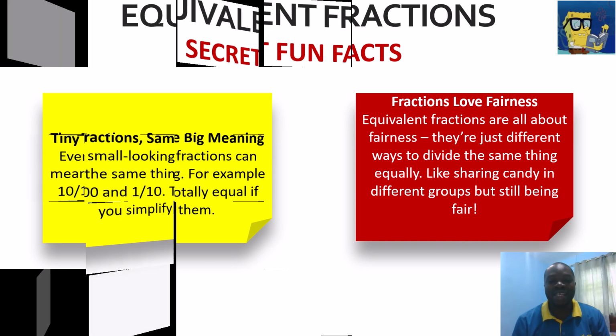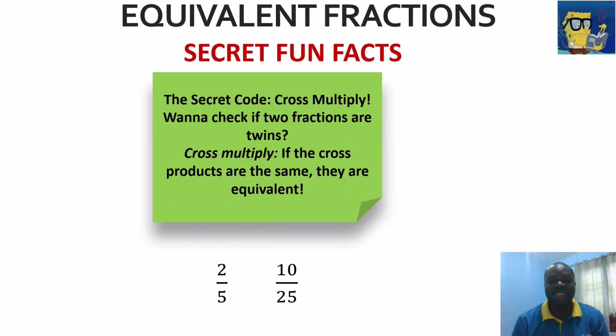And last but not the least, secret fun fact about equivalent fractions. The secret code is to, let me whisper it, cross multiply. Tell a friend and whisper it, cross multiply. Want to check if two fractions are twins? Don't worry, that's easy to do. Cross multiply. If the cross products are the same, they are indeed equivalent.